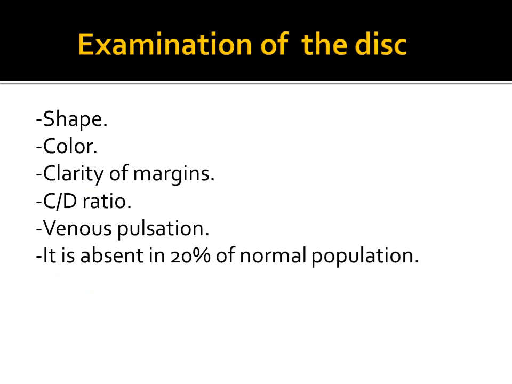Now, while we are doing the ophthalmoscopy, we have to keep in mind what we are actually examining. In the case of the disc, we examine the shape, the color, the clarity of the margin, the cup disc ratio and venous pulsation. Very important sign. It is absent in 20% of the normal population.